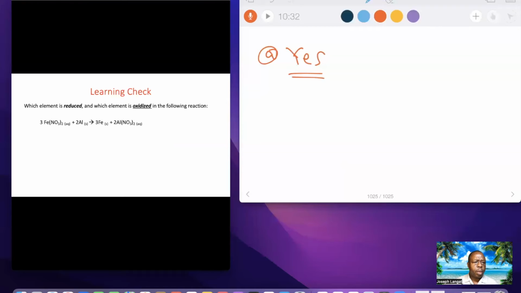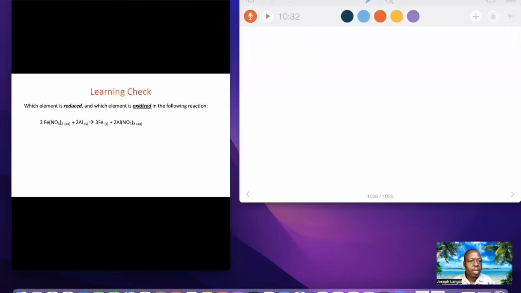I think, let's see here, before we move on to that, sorry about that. Let's see an example here. Which element is reduced and which element is oxidized in the following reaction? How will you know? You have to assign oxidation numbers to each element in the chemical reaction. And to answer that question, it has to be a species on the reactant side.